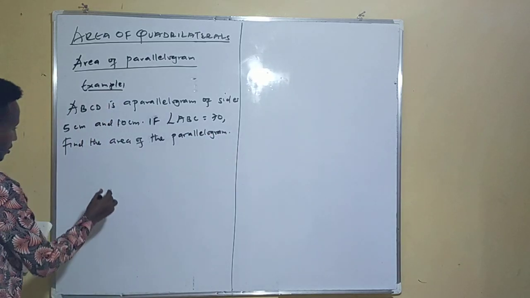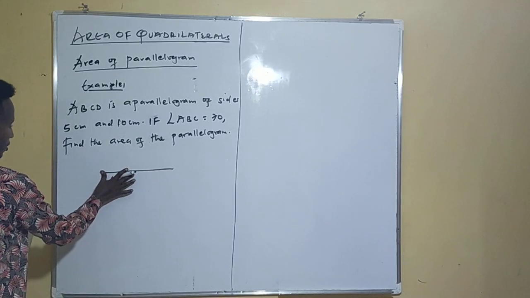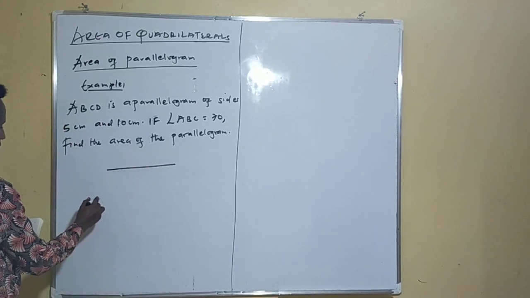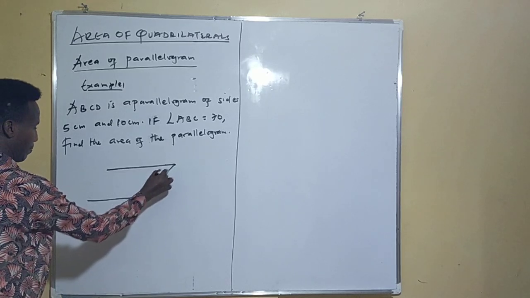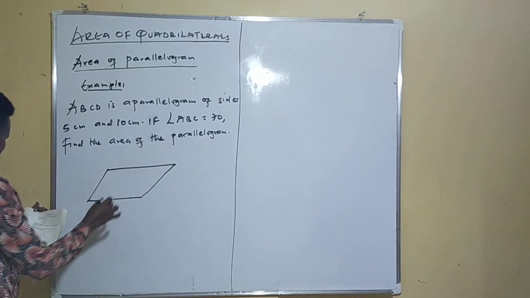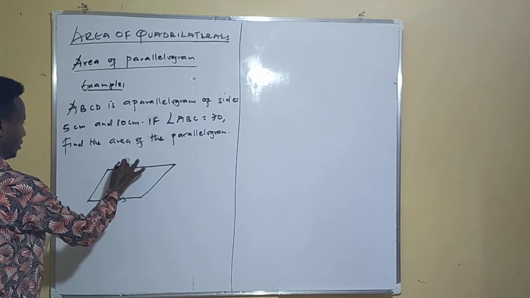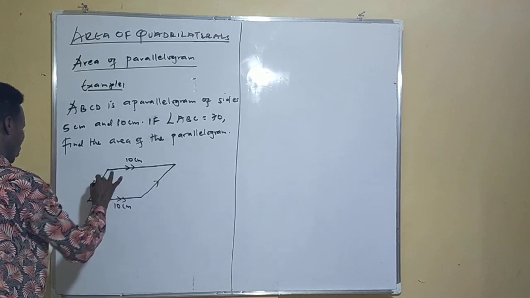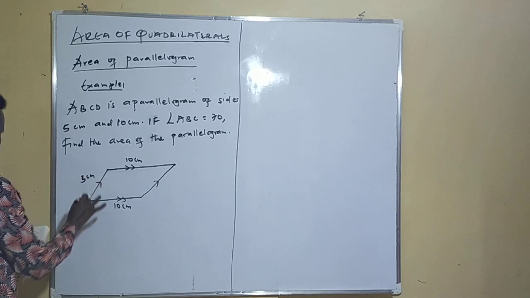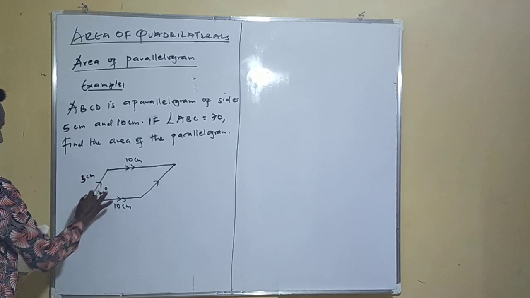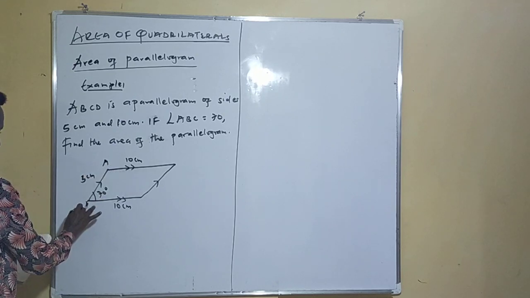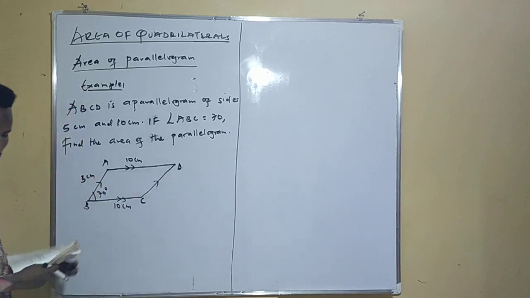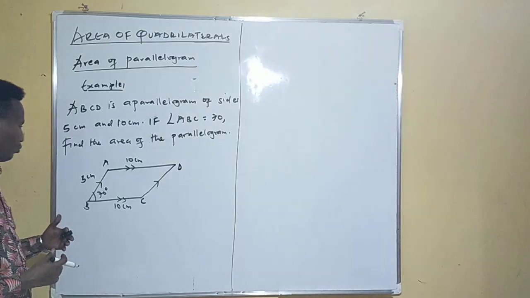So this is the figure. You must know how to draw this. Let's say this is the parallelogram, so these two sides are parallel. This is 10 centimeter, and this will also be 10 centimeter. This one is parallel to this one, and the side here is 5 centimeter. This angle is 70 degrees. So this is A, B, C, and D. Having this information, we need to get the area of this parallelogram.